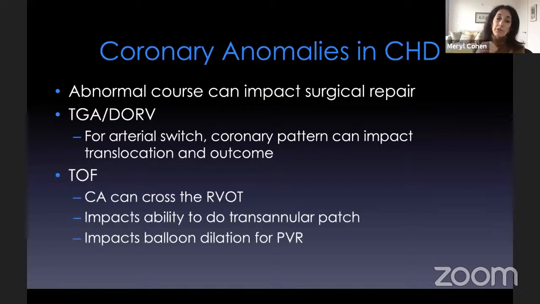And in tetralogy of Fallot, and you can apply this to truncus to some degree too, the coronary artery can cross the right ventricular outflow tract, and in the case of tetralogy, it can impact the ability to do a transannular patch. And later on, when we're thinking about putting pulmonary valves in the cath lab, if there's a coronary crossing the outflow tract, it can cause ischemia when you try to put a pulmonary valve replacement in by a transcatheter approach.